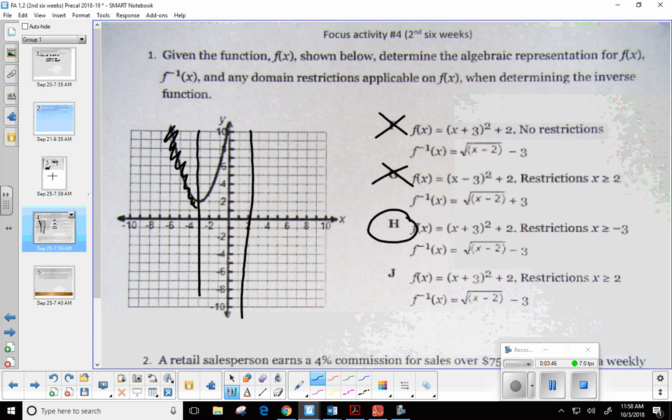Now, let's say I did want to go ahead and find the inverse. How would I do that? There's something I do with x and y. I switch them. So if I have y equals the quantity x plus 3 squared plus 2, then I would say x equals the quantity y plus 3 squared plus 2.